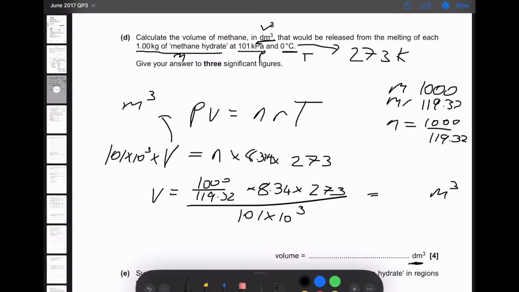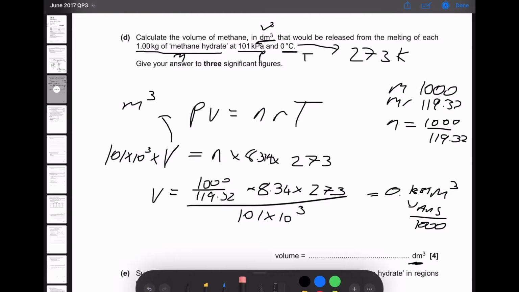Give me a couple of minutes just to type this into my calculator. 119.32 multiplied by 8.314 times 273 all over 101 times 10 to the 3 gives us 0.1889, etc. So just call it answer. And then we've got to do answer over 1,000 to get us our decimeters cubed.